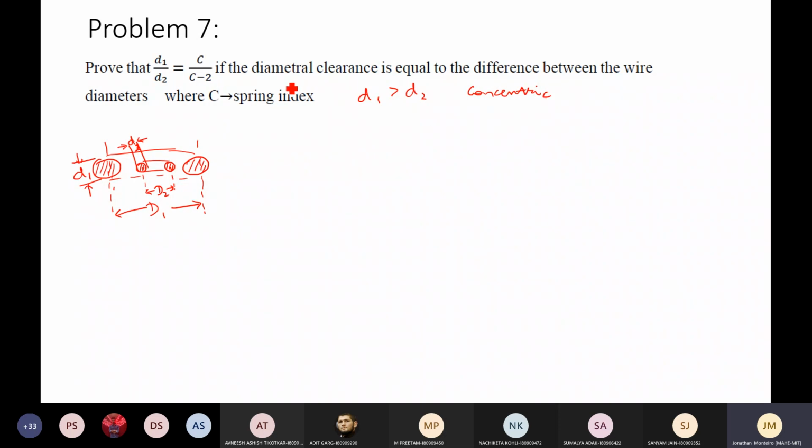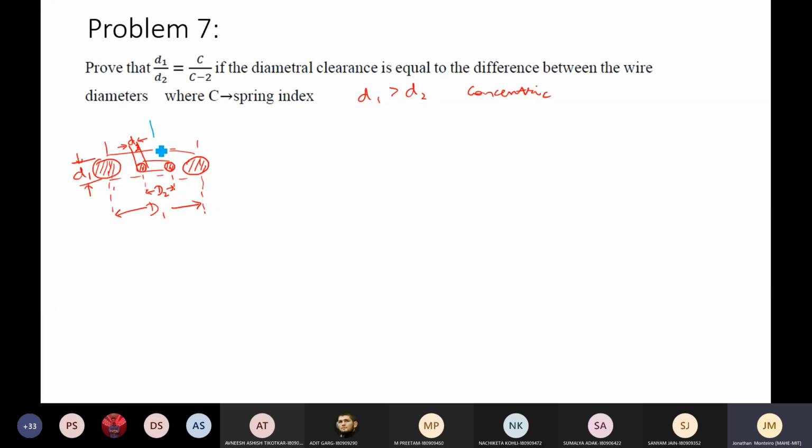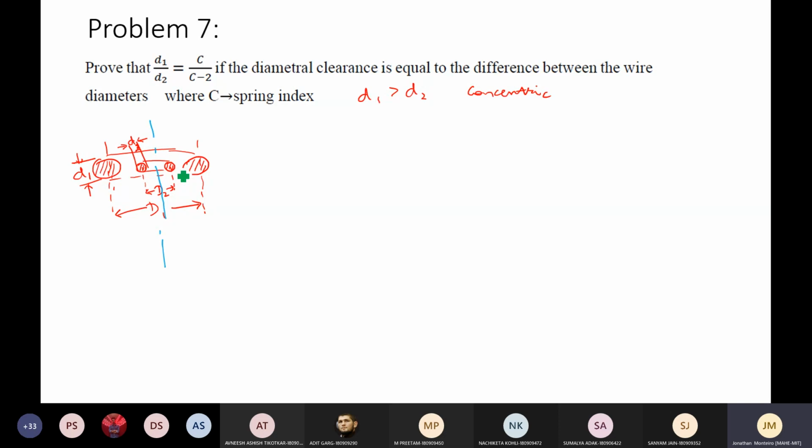Now the condition is the diametral clearance is equal to the difference between the wire diameters. What do you mean by diametral clearance? See, both axes are being shared. Let me put in some other color. Yeah, axis is here. We know for a concentric spring, axis is shared. That is, the inner spring will have the same axis as the outer spring. Now, what is the diametral clearance between them? There is a clearance, you have to give it some gap, right? Otherwise the coils would touch each other.